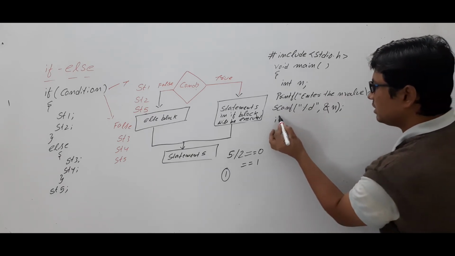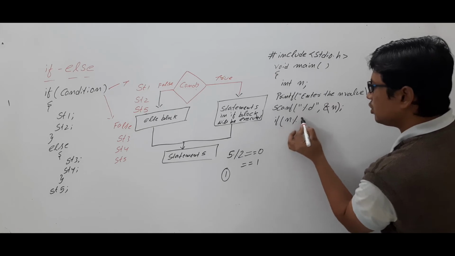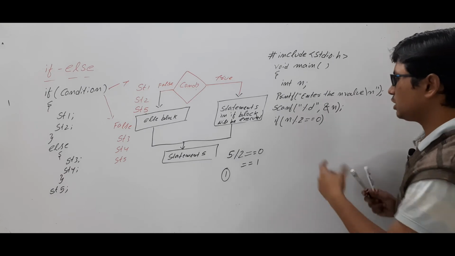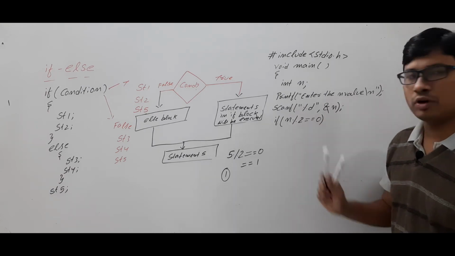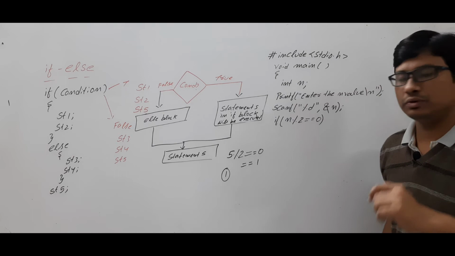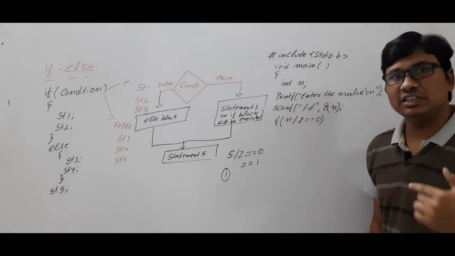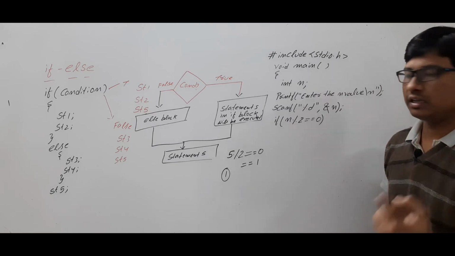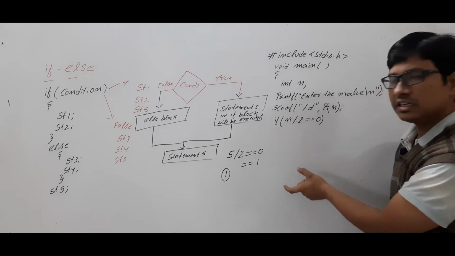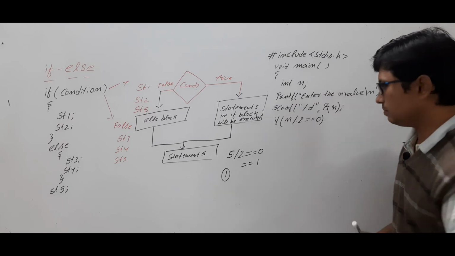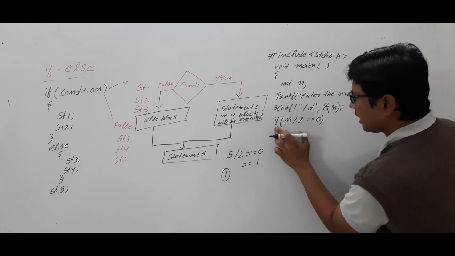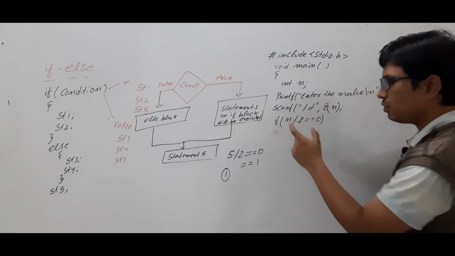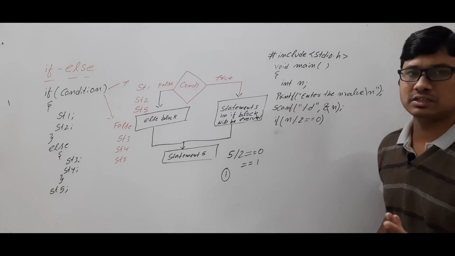Now I will check if condition n modulus 2 is equal to 0. This is the equality, and this is the modulus, and n is the variable. So this is the condition. If this condition is true, then this expression will return the value 1. Is it clear? If the condition is false, it will return the value 0. Even I can avoid these curly braces. Already I said in the simple if, if you have only a single statement, then the curly braces are optional.